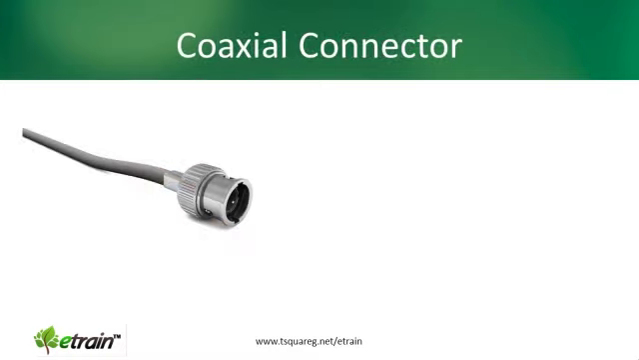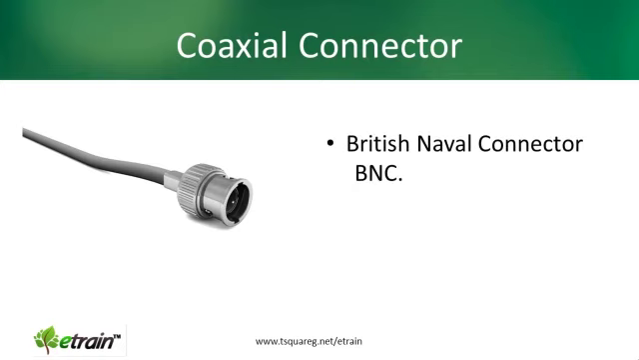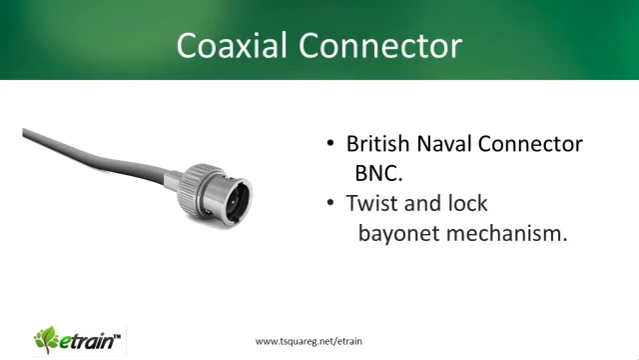If we're going to be connecting coaxial cable to a device, then we tend to use the BNC, or the British Naval Connector. It's not the only means of connecting coaxial cable, but it's certainly one of the more popular methods. It uses a twist and lock bayonet mechanism, which you can't quite see in the photograph there, to hold that cable in place.